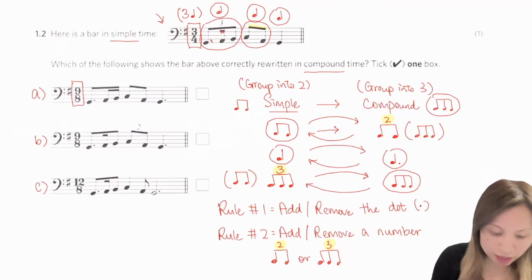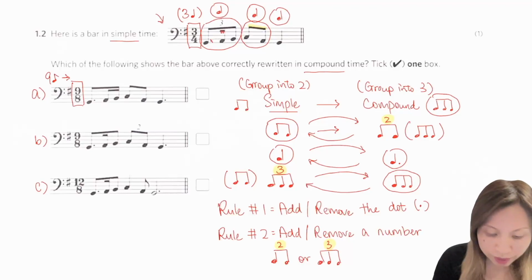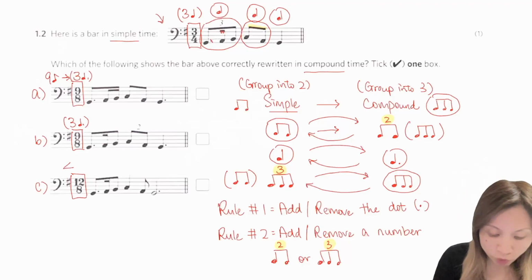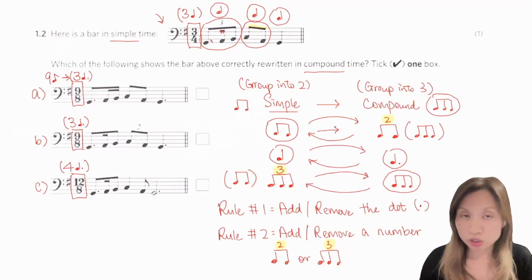Now 9/8 time means 9 quavers in a bar, which means 9 divided by 3 would be 3, and the unit will be 3 quavers, which means dotted crotchet, right? So this is 3 dotted crotchet beats. Now question B is the same, it's 9/8 time, which means this is also 3 dotted crotchet beats, right? But when you look at C, it says 12/8 time. 12 divided by 3 would be 4, so now you would have 4 dotted crotchet beats in question C. Question C is not the correct answer.